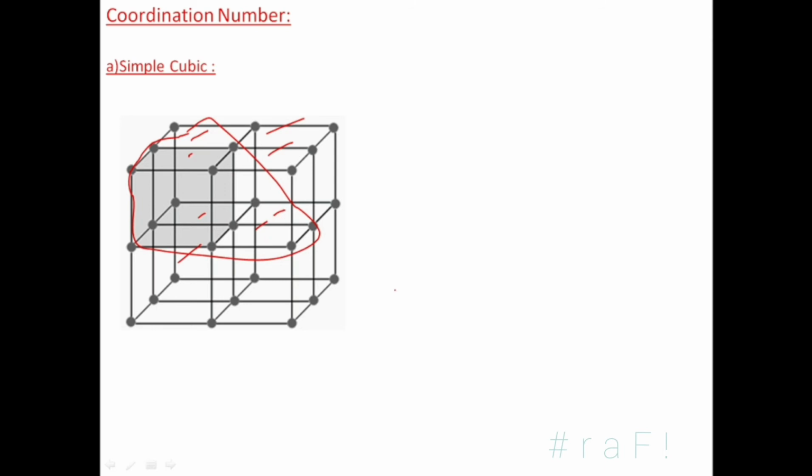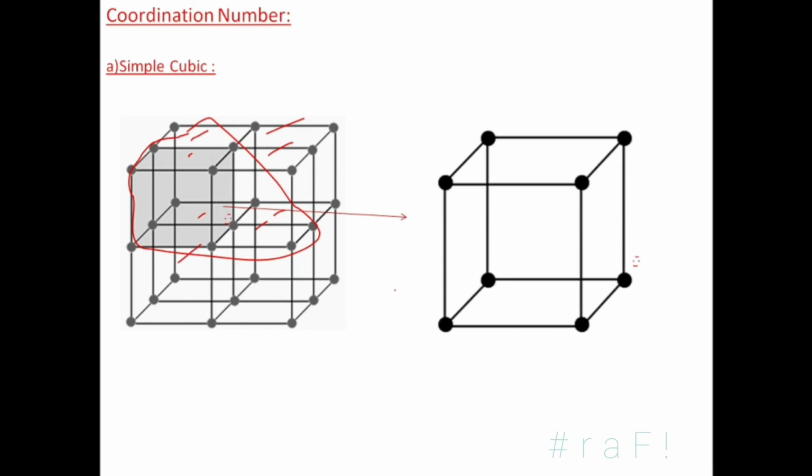Okay, here is the unit cell of this structure. Now take this center atom as O. Now let's calculate how many atoms are nearest to this center atom. So this is first 1, 2, 3, 4, 5 top, 6 bottom. Total 6 atoms are nearest to this center atom.